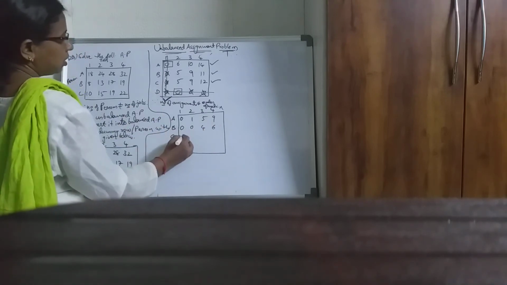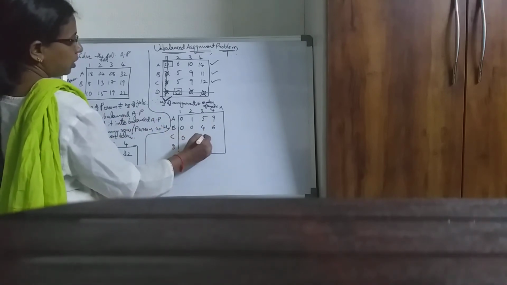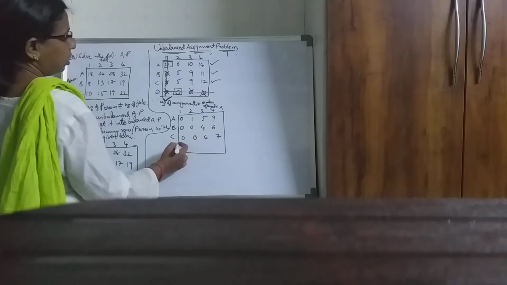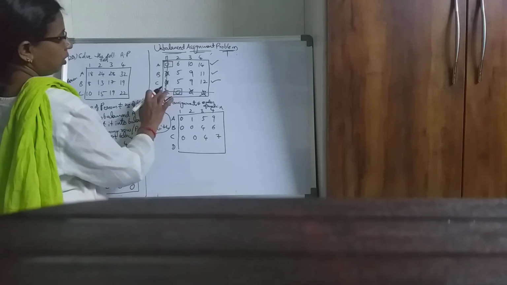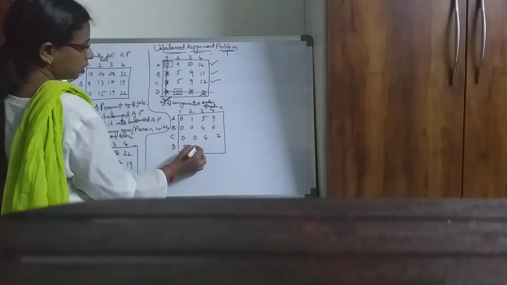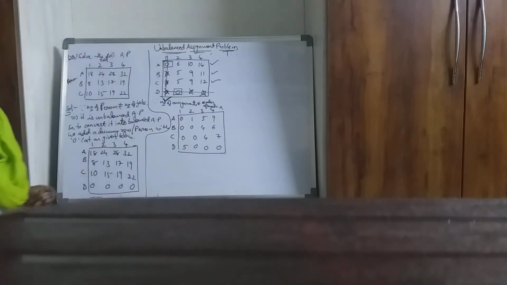Similarly third row, this is 0. 5 minus 5, 0. 9 minus 5, 4. 12 minus 5 will be 7. Then here this 0 is having 2 lines, so 0 plus 5 will be 5. All others will be as they are because they have only 1 line passing through them.